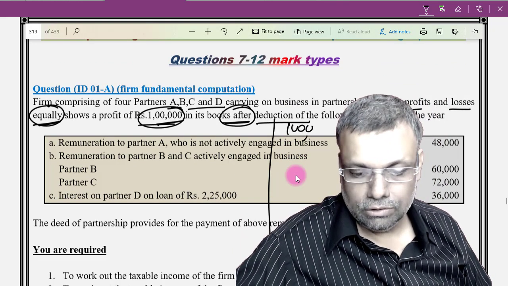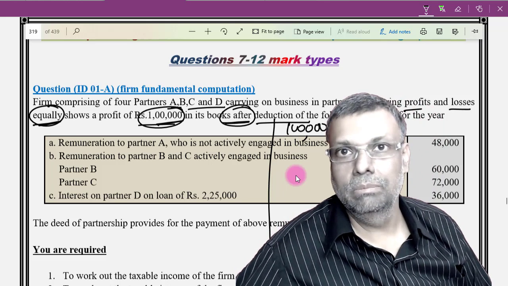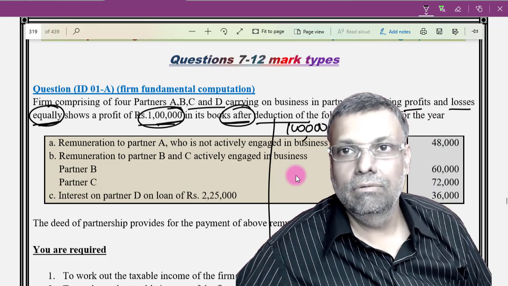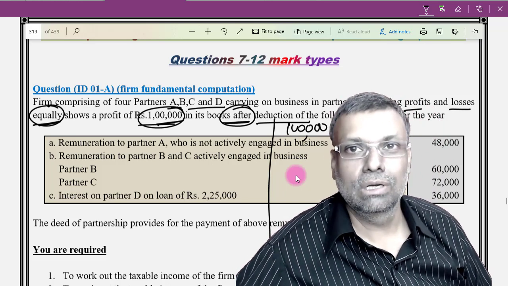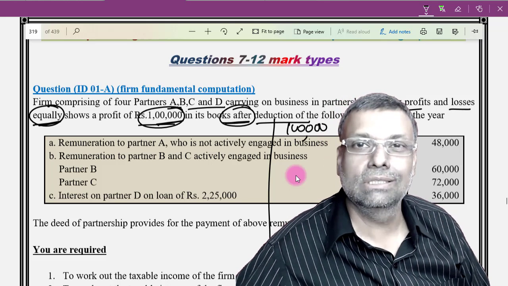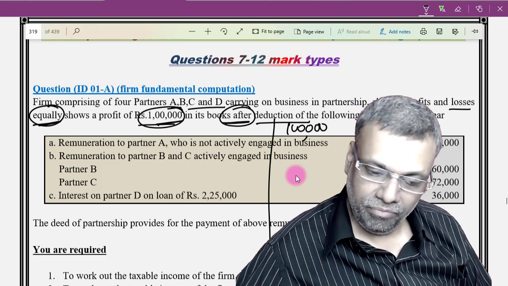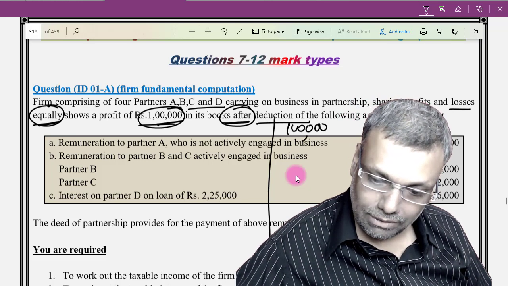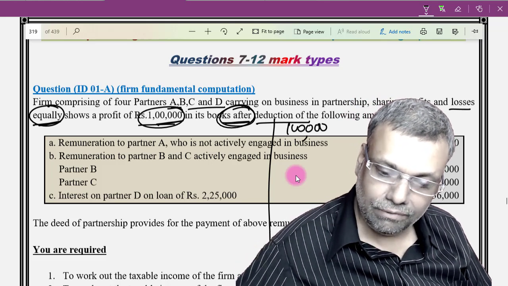You also start drawing the column and keep on updating the answer, because many varieties of computations will keep coming, but understand the hardcore concept and things will be very clear. A lot of practice you will get here. So 1 lakh rupees is your profit. This is after the deduction.